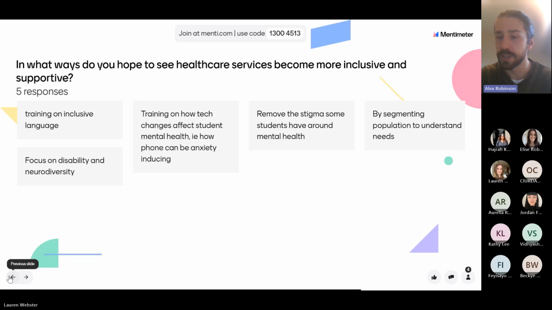Segmenting the population to understand needs. Yeah, just again highlighting the importance of looking at granular data for different communities and the intersectionality there. Could you just go to the first question, please, Lauren?